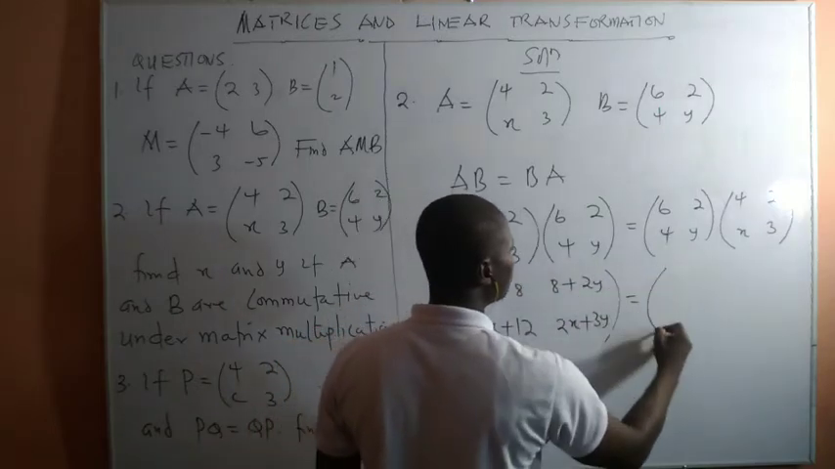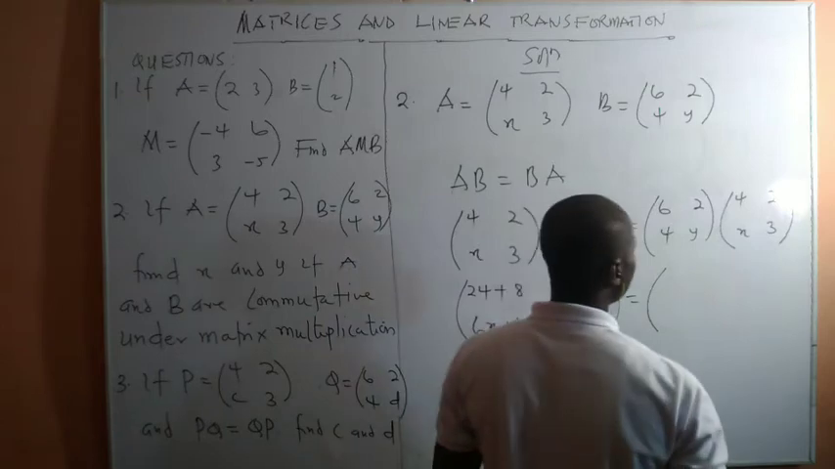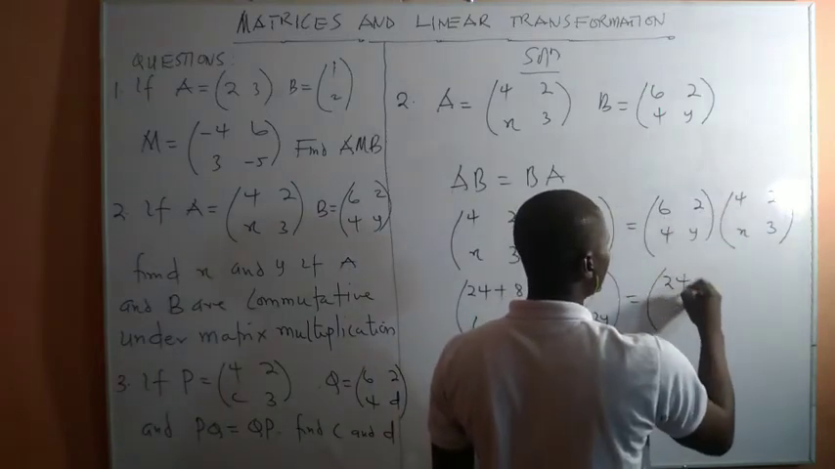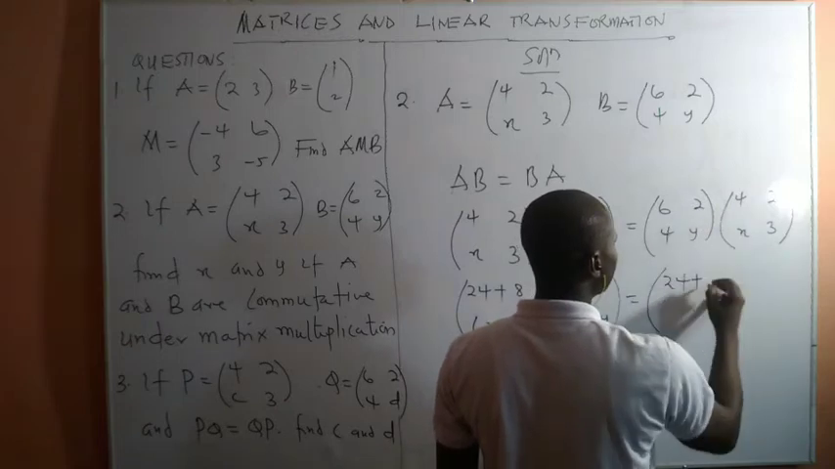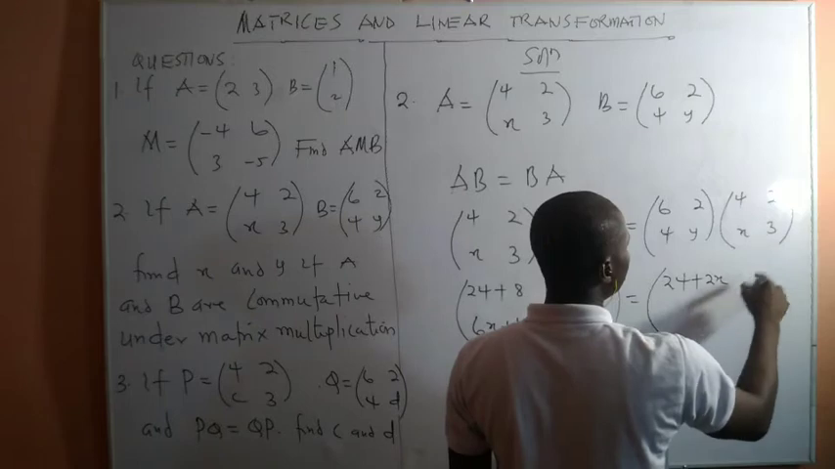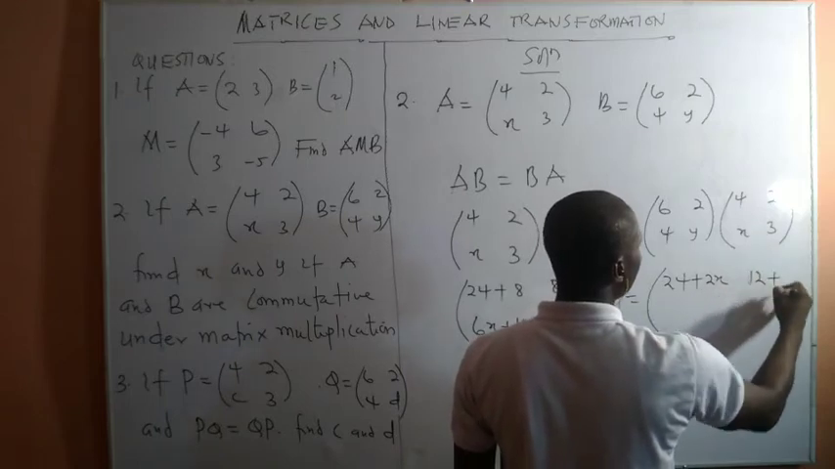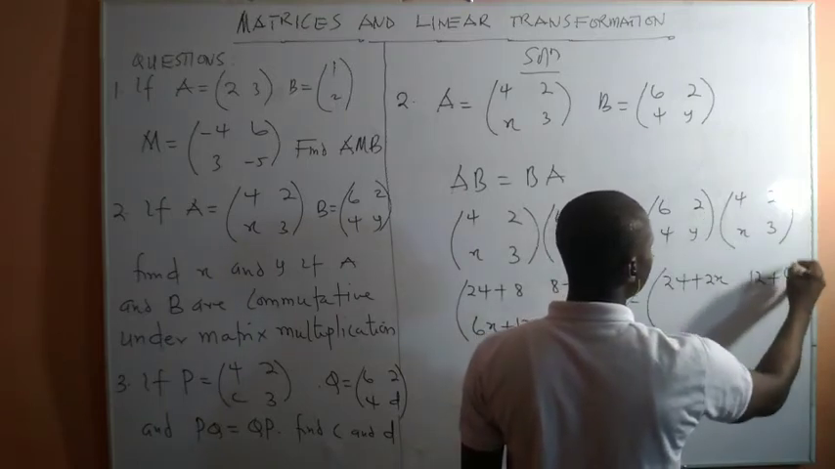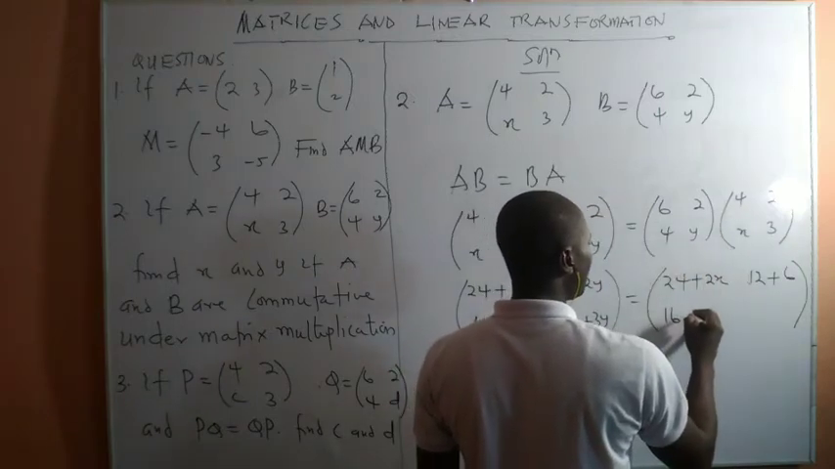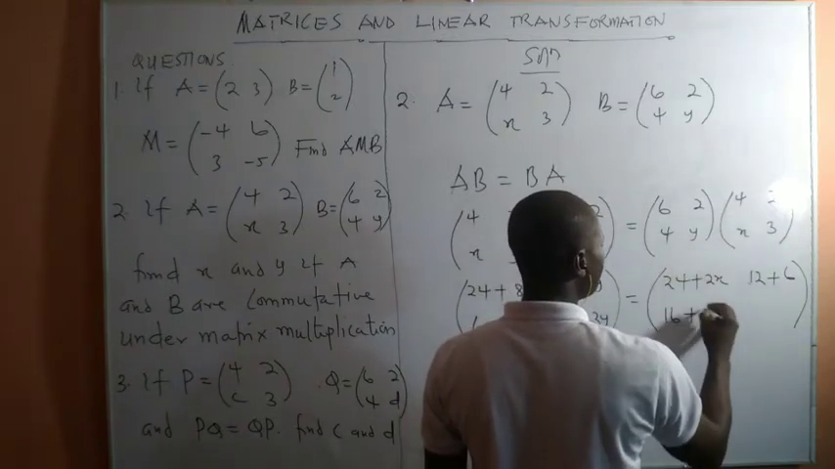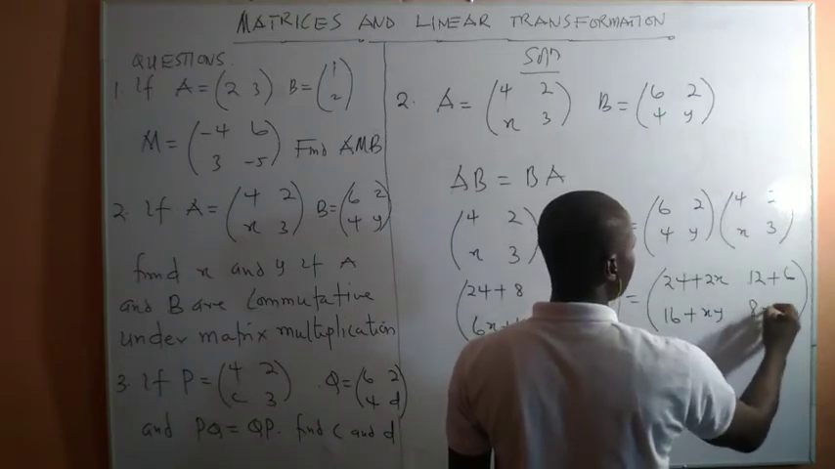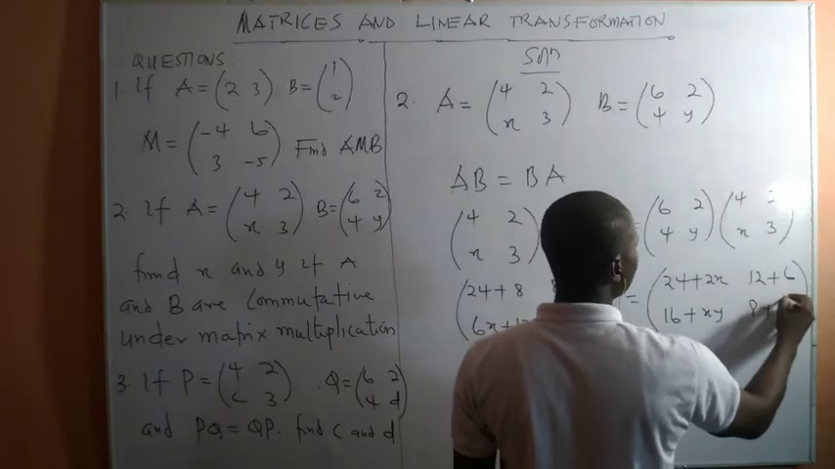And this will be equal to the same multiplication of 2 by 2 matrices. So we have 6 times 4, that will give us 24, plus 2 times x will give us 2x. Then we have 6 times 2 will give us 12, plus 2 times 3 will give us 6. Then 4 times 4 will give us 16, plus y times x will give us xy. Then 4 times 2 will give us 8. Then plus y times 3 will give us 3y.